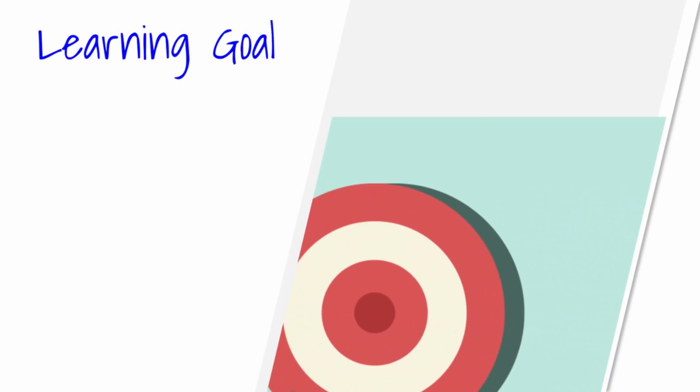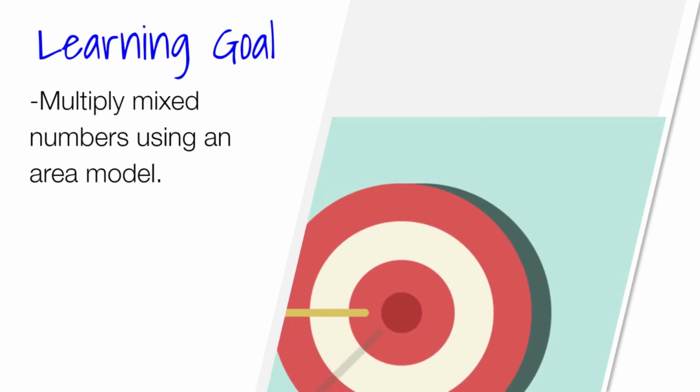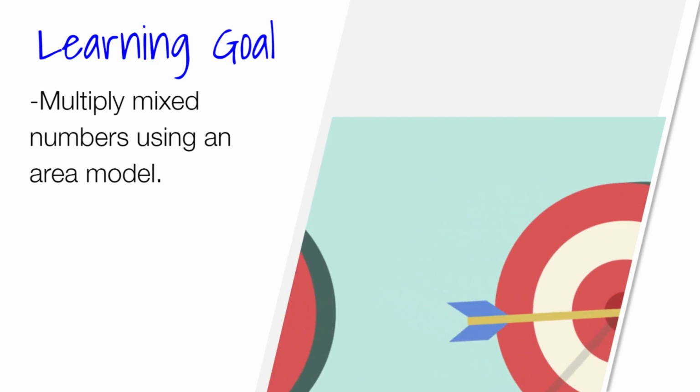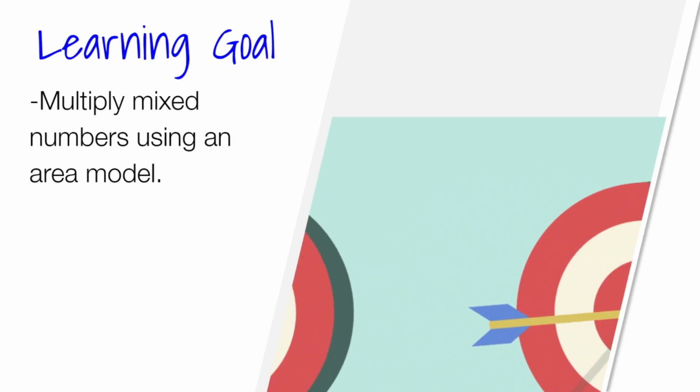And the learning goal is exactly the same as the title. We are going to multiply mixed numbers using an area model. So let's just jump in. This is going to be a longer video.